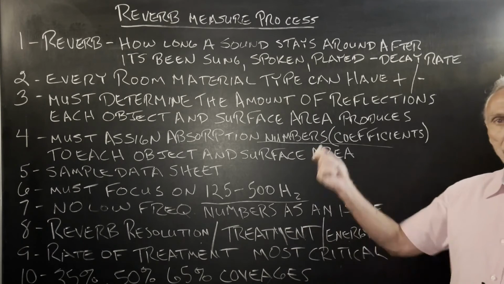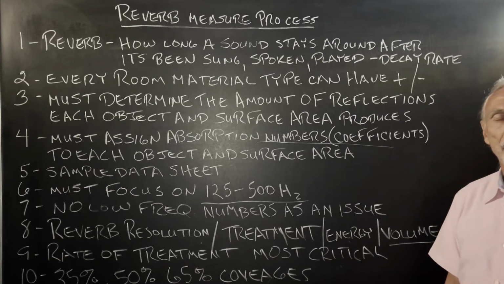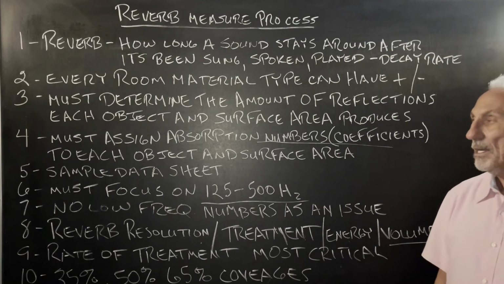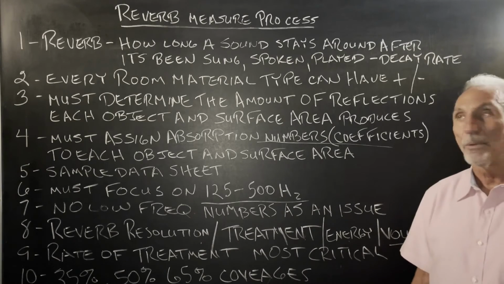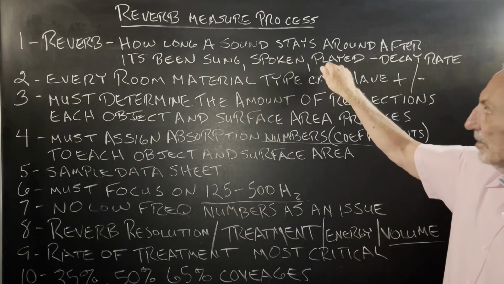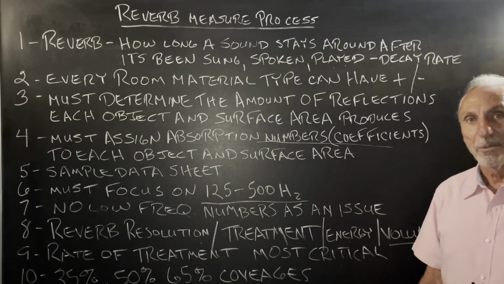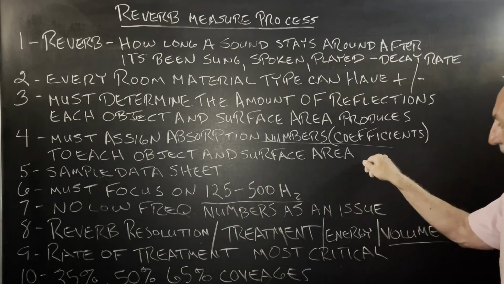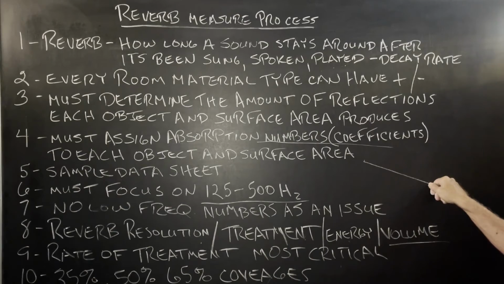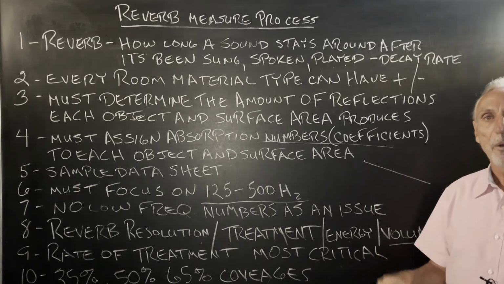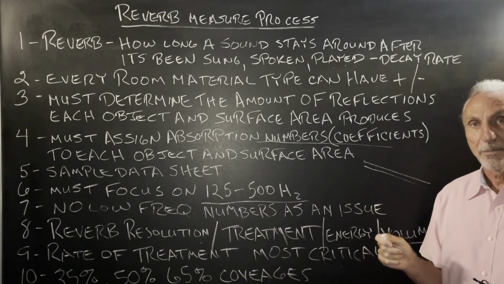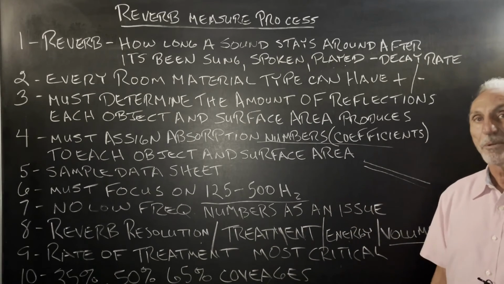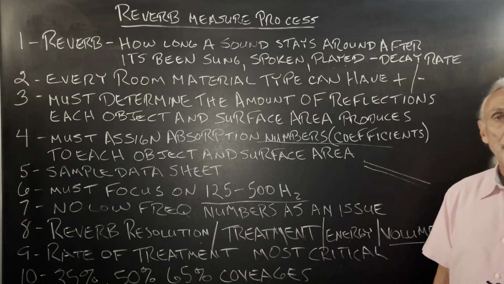So I hope this little glimpse of the process can help you with understanding what's going on with reverberation. Because reverberation, remember, is sung, spoken, or played, how long it stays in the room. So we're measuring the rate of decay, right? That's what we're doing. And we want to make sure we get this rate of decay as quick as possible, because that'll decrease our reverb times. Reverb measurement process.